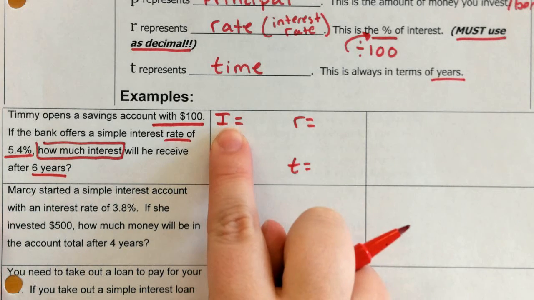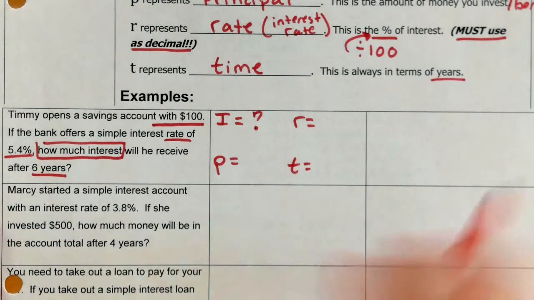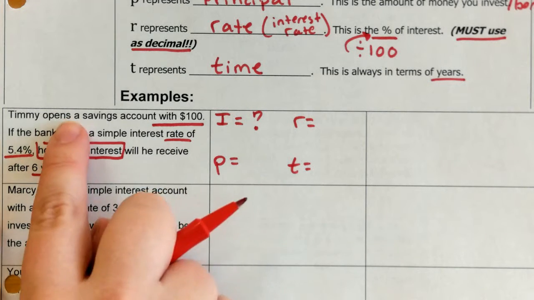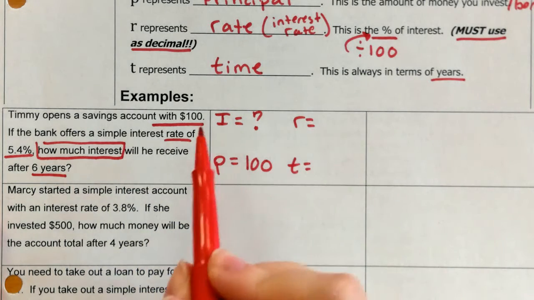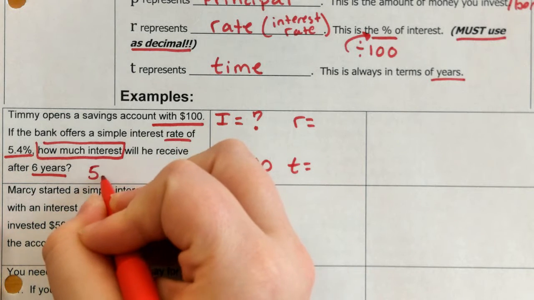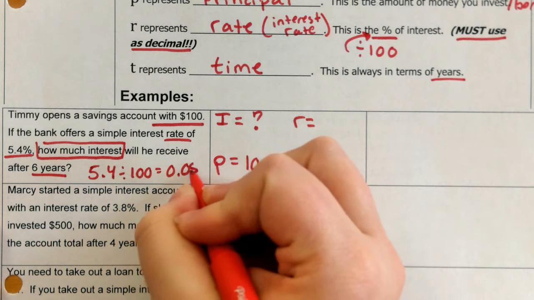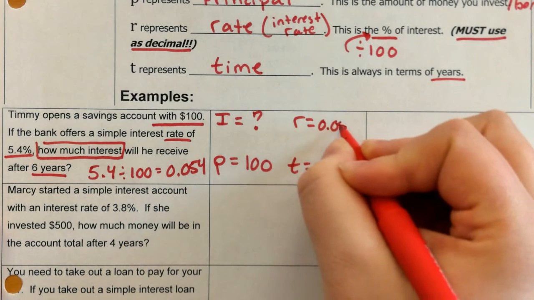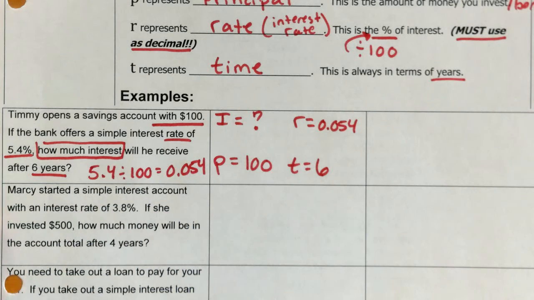So our I is for interest. How much interest? We don't know, so that's our question. P is for principal. How much money did they start with, or did they invest? Oh, well, he opens the account with $100. R is our rate of interest. Oh, well, that's 5.4%. But remember, we need to take that 5.4, divide it by 100. 0.054 is the decimal that we're going to need for our formula. And then if we look, 6 years. So our T is 6.